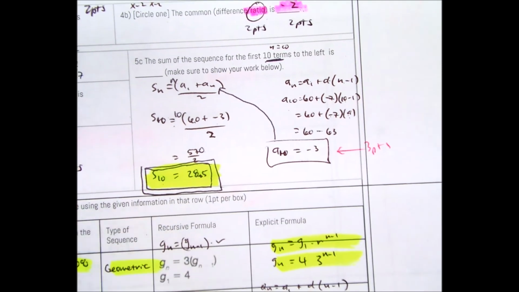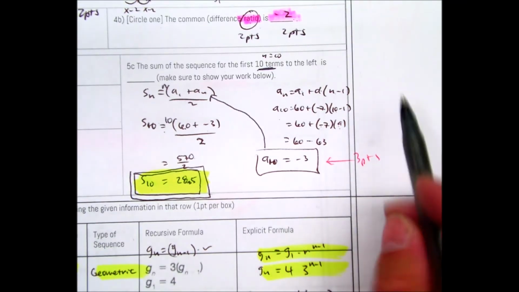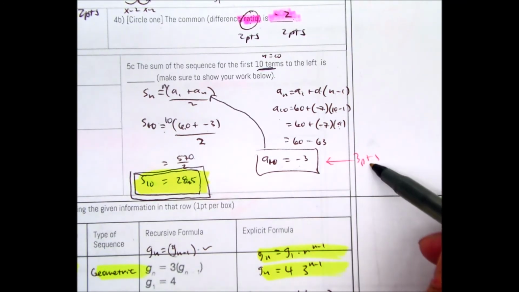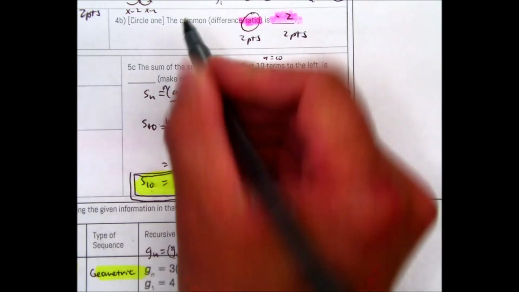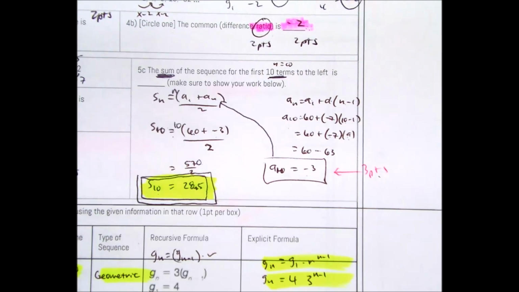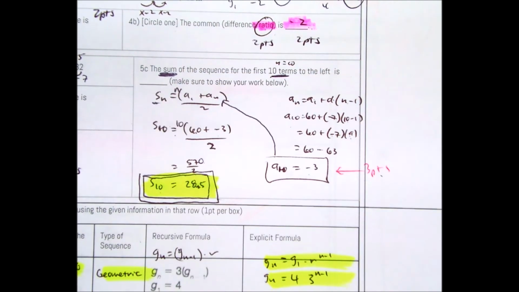It says 285. If you got just -3, I gave you 3 points because that's the last term. This is asking you for the sum. S for sum.